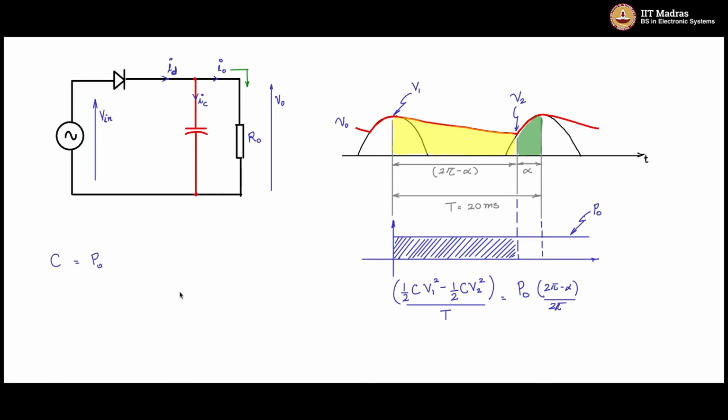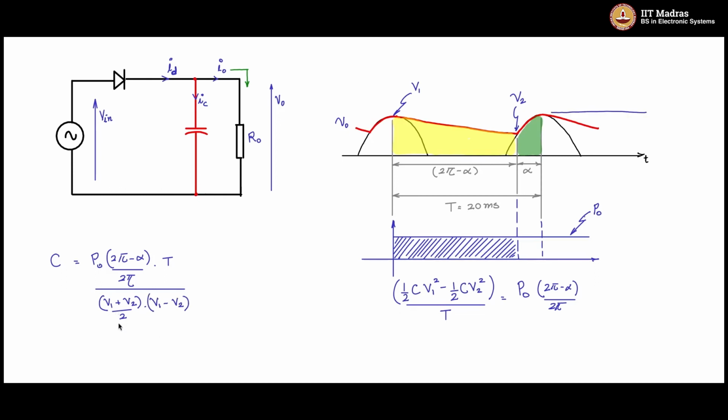So from here C is equal to P0 into 2 pi minus alpha divided by 2 pi. This T we can take to the other side, divided by half C V1 square minus half C V2 square. If I take out half C, V1 square minus V2 square can be written as V1 minus V2 into V1 plus V2. So V1 plus V2 divided by 2, I'll take this 2 here, into V1 minus V2.